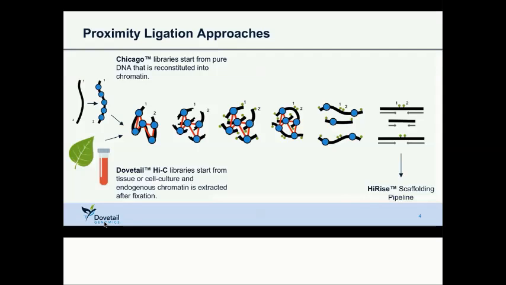So first we'll focus on Chicago, which is depicted on the top here. So Chicago differs from Hi-C in that Chicago begins from pure high molecular weight DNA, whereas Hi-C begins from whole tissue or cells. And we'll see why that's important here in a second. So with Chicago, we're beginning with the DNA, which is represented by this black strand over here. And so we'll imagine that this is a very large DNA fragment on the order of 100 kilobases or so.